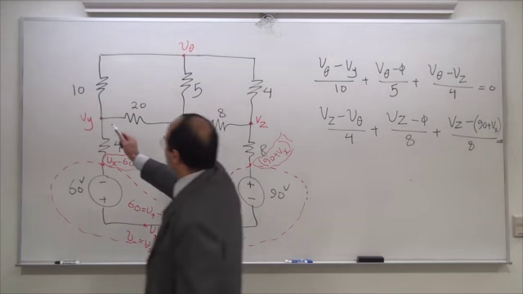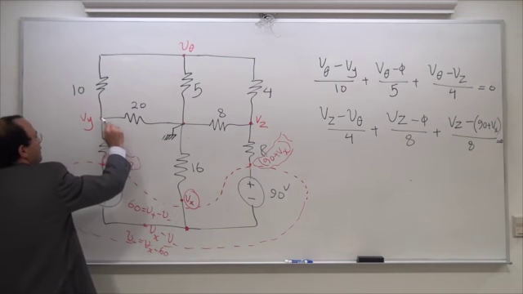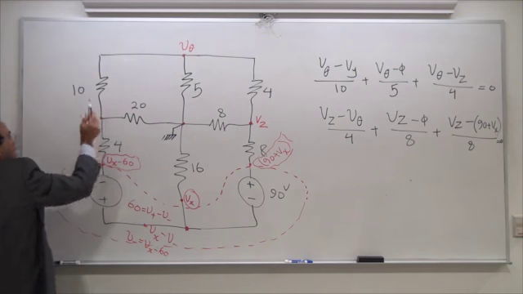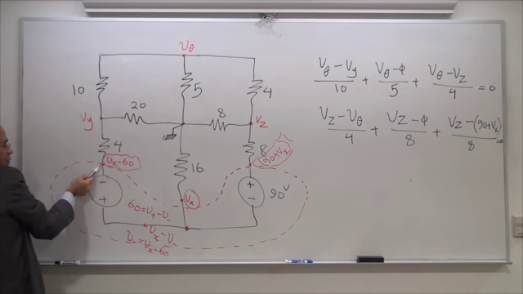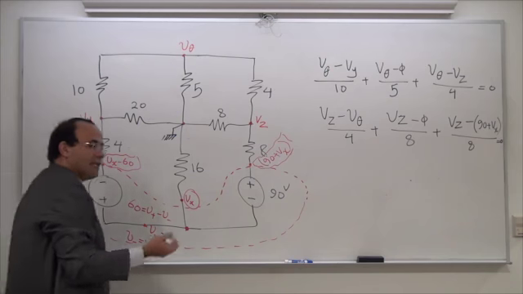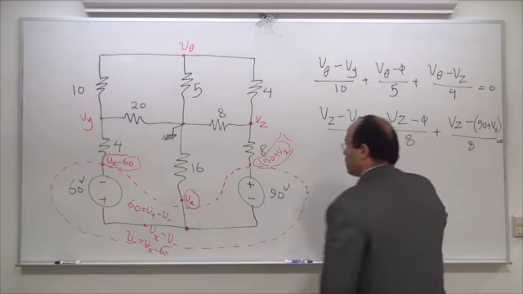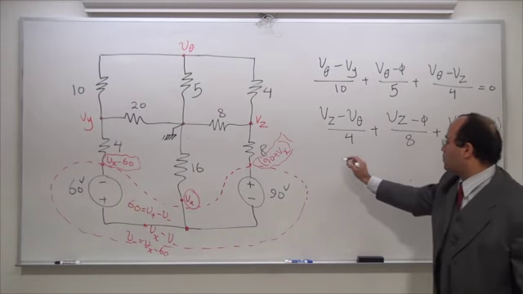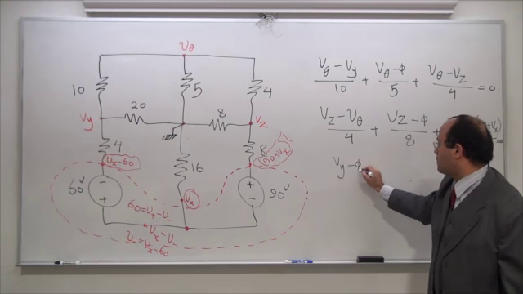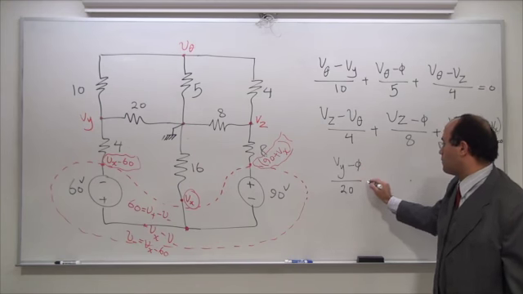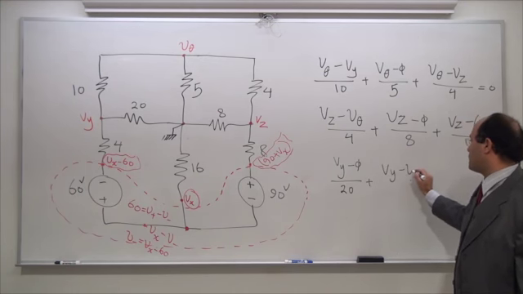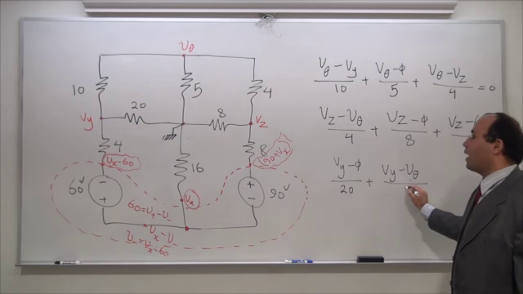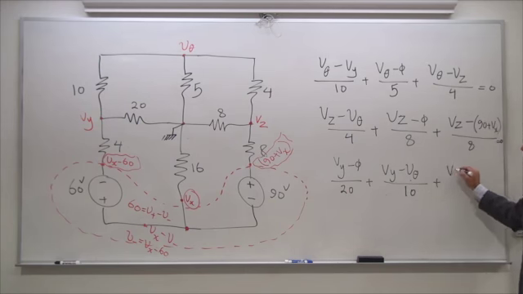Let's look at Vy. Vy is interacting with 0 through 20. Vy interacting with V theta through 10. Vy is interacting through this with this node through 4. I have 3 components, so I need 3 terms. So it's going to be Vy minus 0 divided by 20. Vy minus V theta divided by 10. Vy minus, open bracket, Vx minus 16, close bracket. Remember this bracket, please. Divided by 4 is equal to 0.